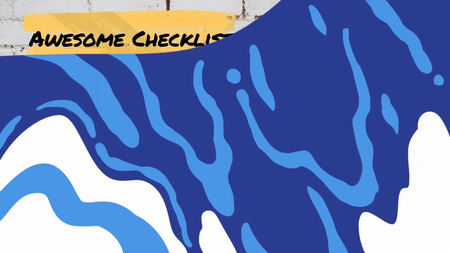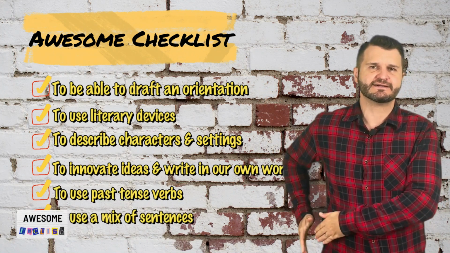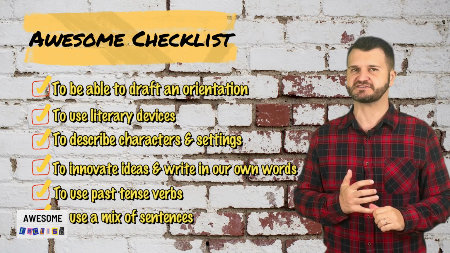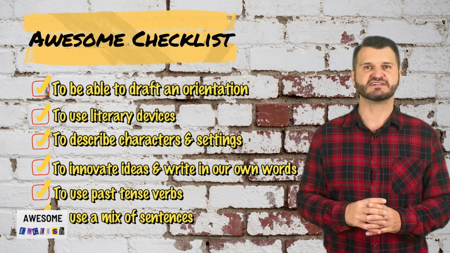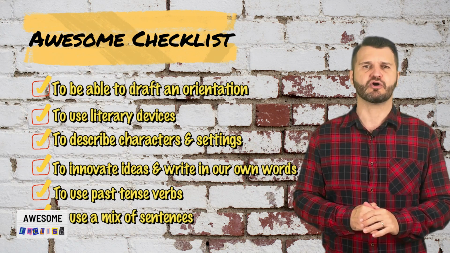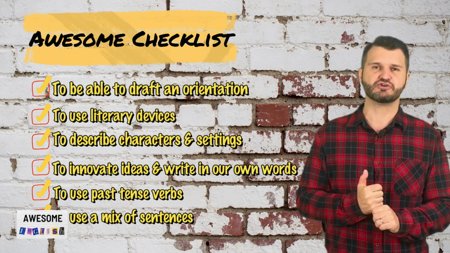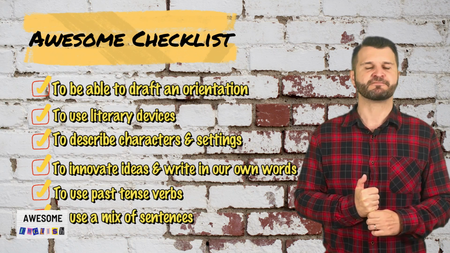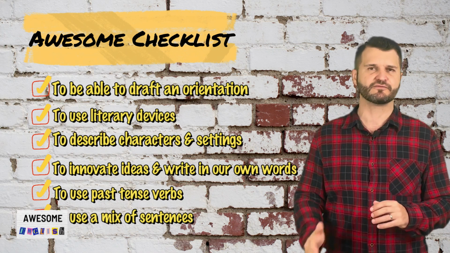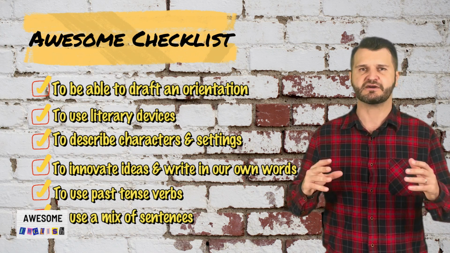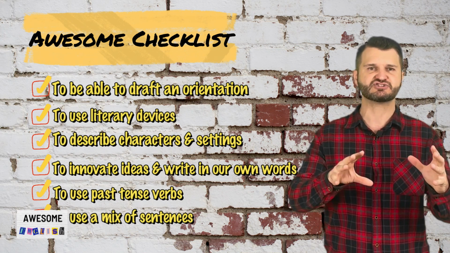Let's get started. Alright, welcome to our awesome checklist for today's lesson. It's our roadmap to success. Now, our first objective in lesson 3 in this sci-fi series is to be able to draft our own orientation paragraph for a sci-fi narrative. Then, to be able to use literary devices. Now, literary devices make our narratives exciting and engaging. Check out all the videos if you want to learn more. Then, to be able to describe the characters and settings within our orientation.